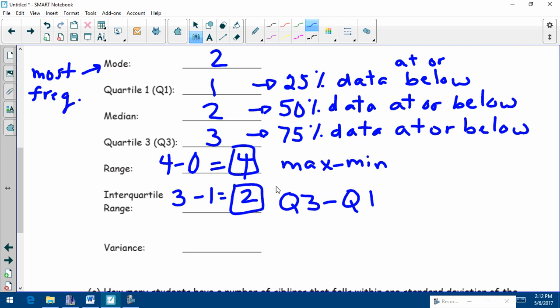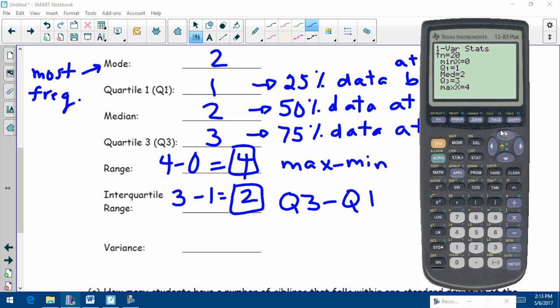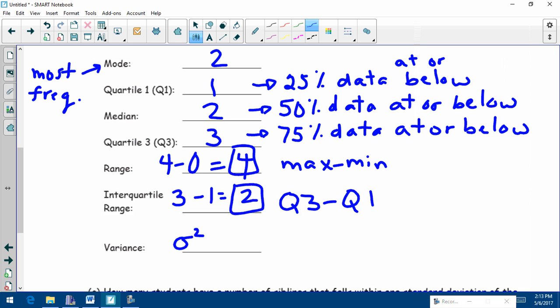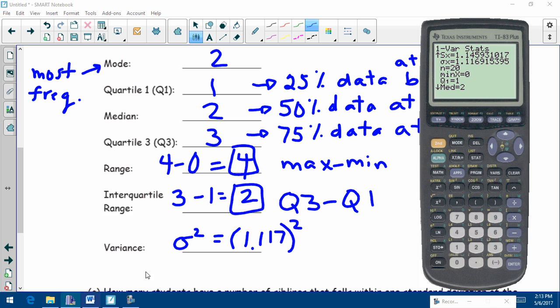Now variance is another measure of spread. Variance is just standard deviation squared. It's not really used as much as standard deviation, but sometimes you might see it referred to. In this case, really we shouldn't round it. We should use the whole value, but for the sake of argument, I'm just going to do 1.117 squared here. So 1.117 squared comes out to be about 1.2-ish.